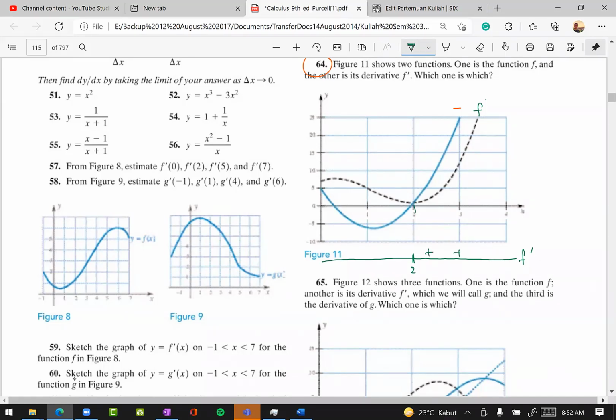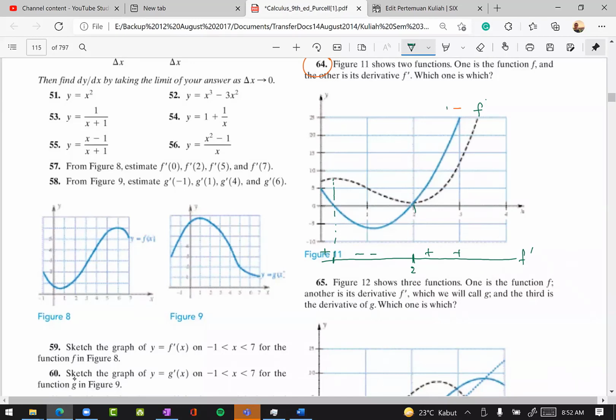And it seems like it changed behavior here. So here it's decreasing from the 2, so that's a negative derivative. And here, because this little part is increasing, the sign for the derivative is positive.